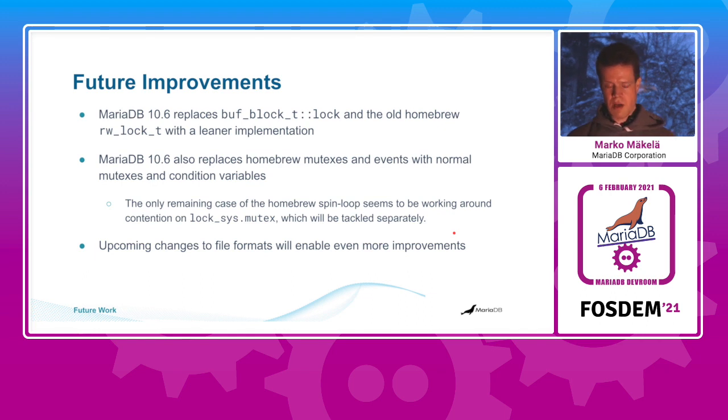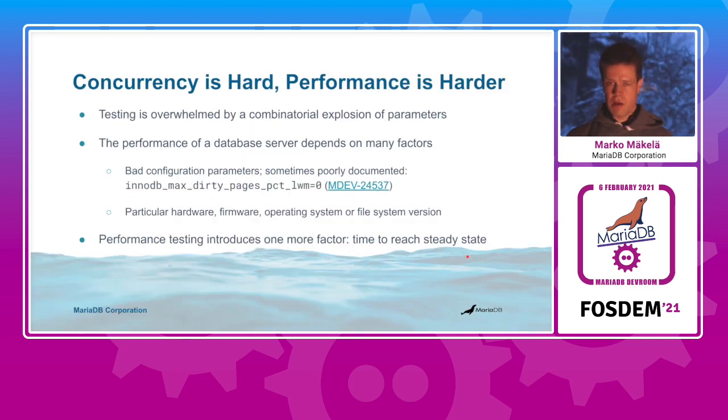There are some future improvements coming in MariaDB 10.6. We are removing or replacing the old homebrew read-write locks, and we are completely removing the mutexes and using normal mutexes and condition variables instead. Also, one contention point still is the transaction log system mutex, which we hope to fix in 10.6. In future versions, we will have to change some file formats to get some more room for improvement, such as improving the secondary index page format to have per record transaction ID.